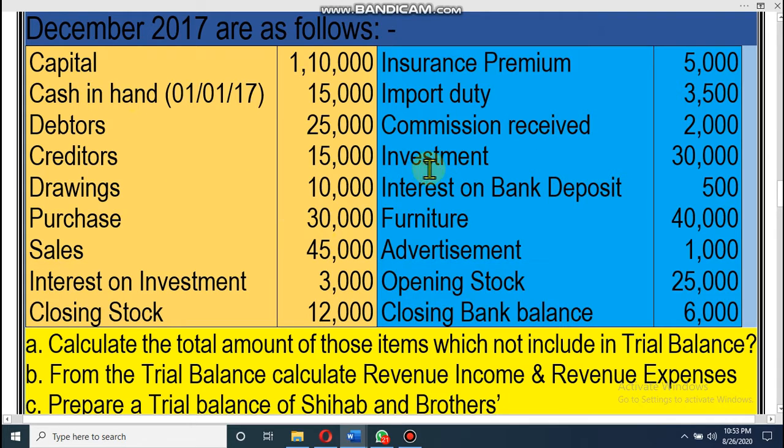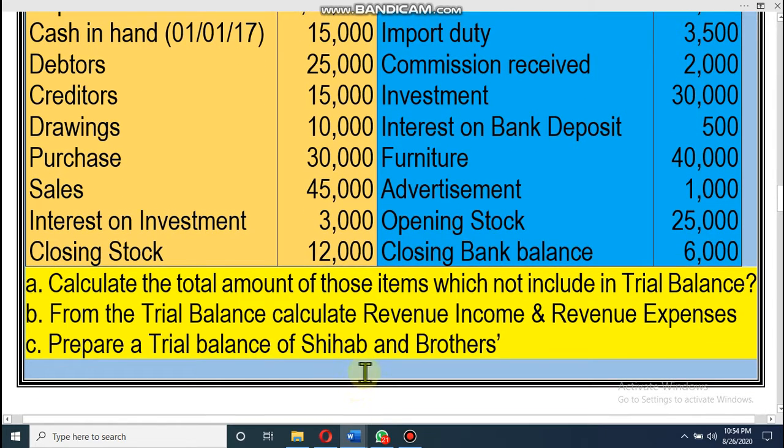That means here there are some items which will be revenue income. You know revenue income means that income which the organization can earn on a regular basis, and revenue expenses means the expenses which regularly occur in the business, and from this type of expenses the business will get benefit for a short period of time. Dear student, I hope you understand. Then we have to prepare the trial balance of Shihab and Brothers.